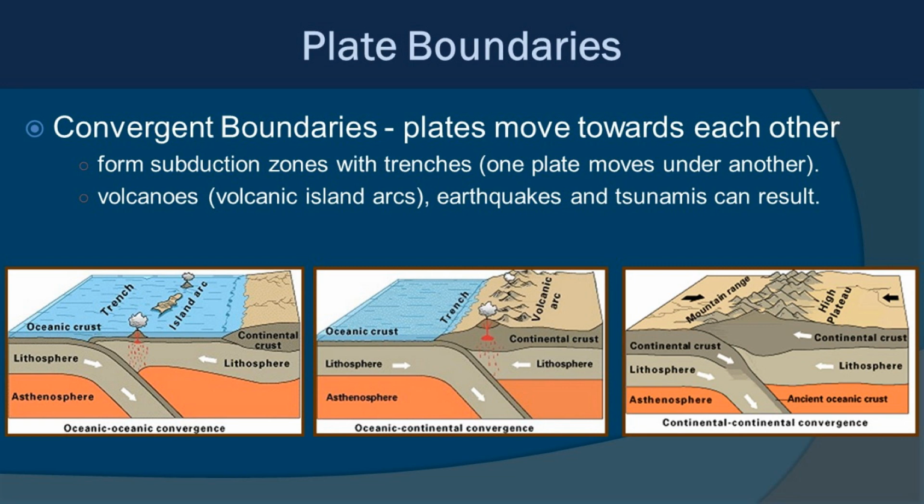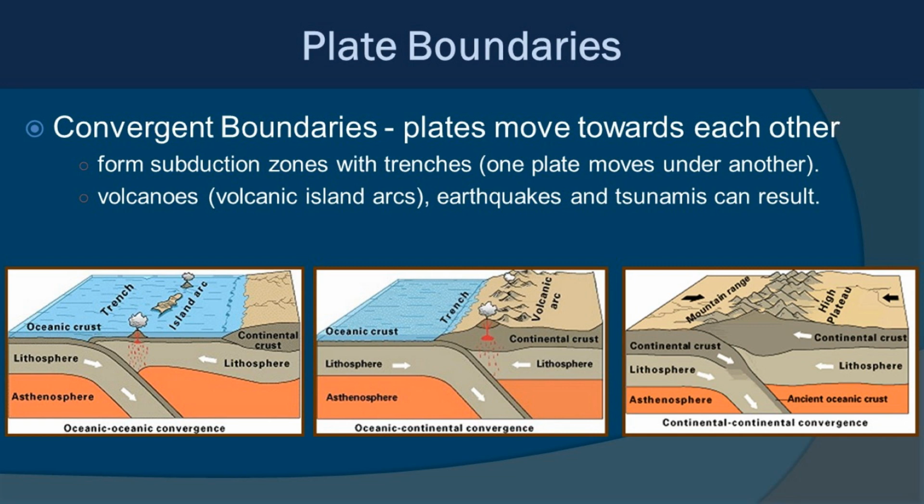We'll start with the convergent boundary, where the plates move towards each other. There are actually three different types of convergent boundaries we can have: where two oceanic plates come together, where an ocean plate and a continental plate come together, and where two continental plates ram into each other. Either way, you're going to get earthquakes and you're going to get volcanoes. And in the case of the continent-continent collision, you're going to get a massive mountain range.